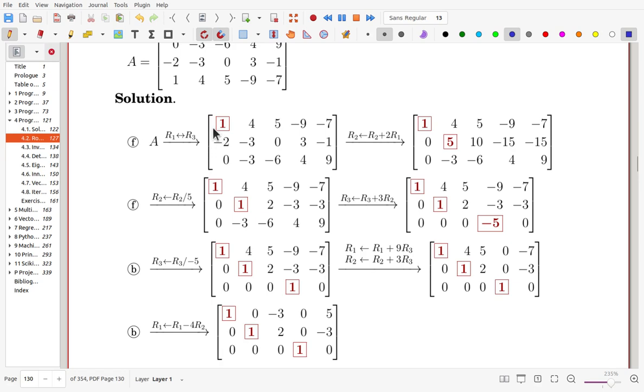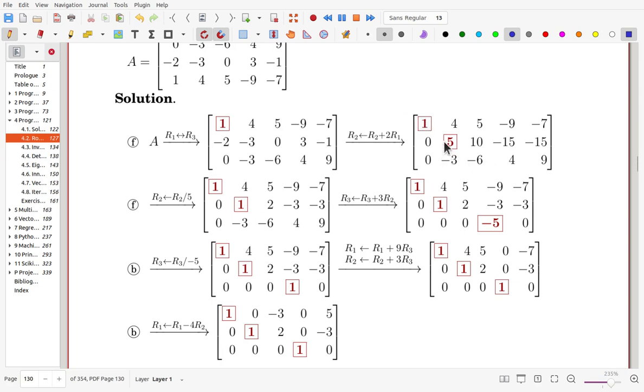Now, this is the pivot, and we have to eliminate below the pivot. So multiply the first row by 2 and add it to the second row. That's the operation to make it 0. Then this position becomes a 5, and we're done for this pivot.